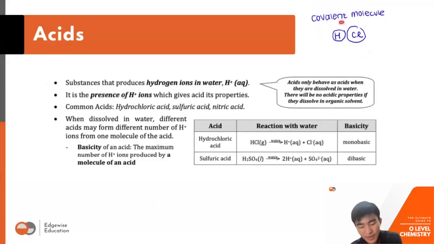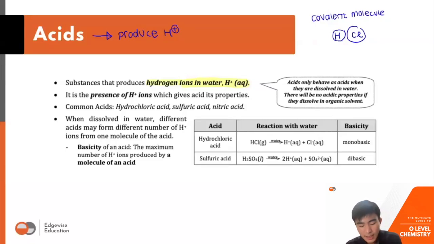Now let's look at the definition of acid. It is a substance that produces hydrogen ion in water. Remember, acids produce this thing called an H+ ion. Key concept number 1: you need to understand that acid produces H+ ion when in water.